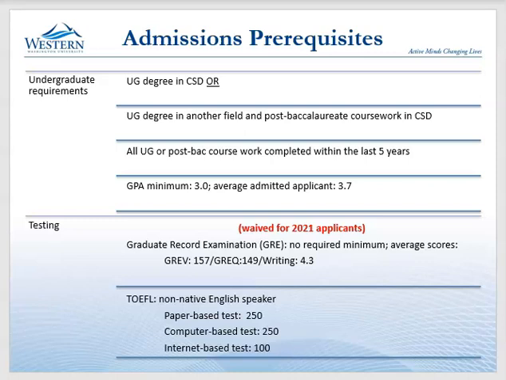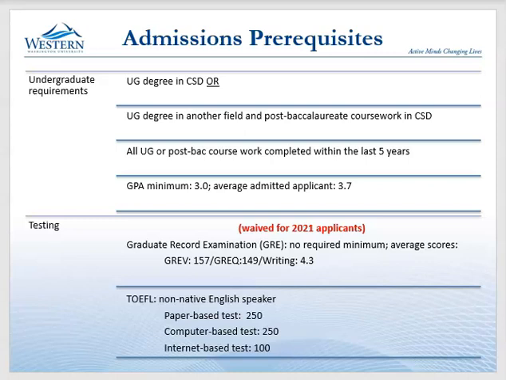In terms of admissions prerequisites, we have some undergraduate requirements, and those are that you have an undergraduate degree in CSD, or what we also see often is that someone has an undergraduate degree in another field and they have post-bac coursework in CSD. So those are all completely acceptable. We do want to see that the undergraduate or the post-baccalaureate work has been completed within the last 5 years. In terms of GPA, our minimum requirement is that you have a 3.0 GPA. Over the years, the average admitted applicant has a GPA of 3.7.